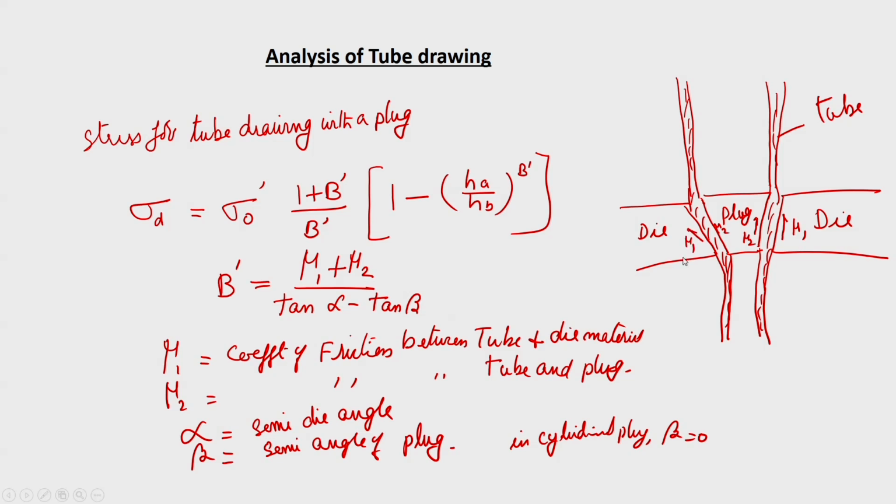So, this mu 1 is the coefficient of friction between the tube and the die material, and mu 2 is the coefficient of friction between the plug and the tube. So, these 2 things are coming, and of course, if you make different plug angle and other things, the die angle is the same. So, that is the thing which comes.